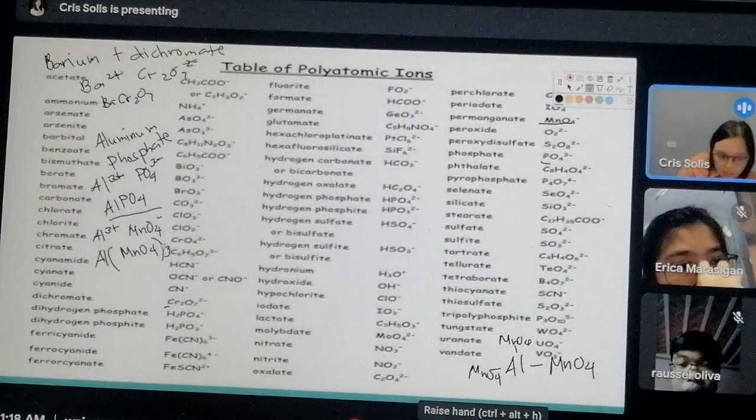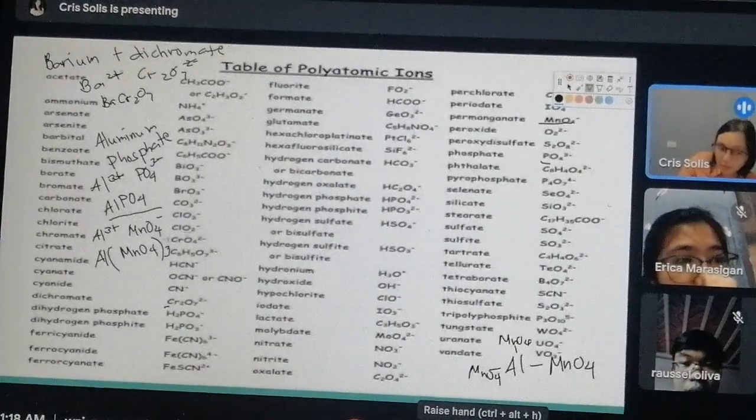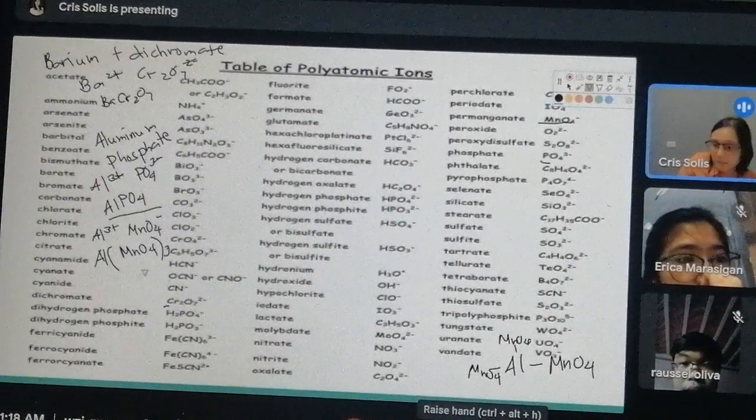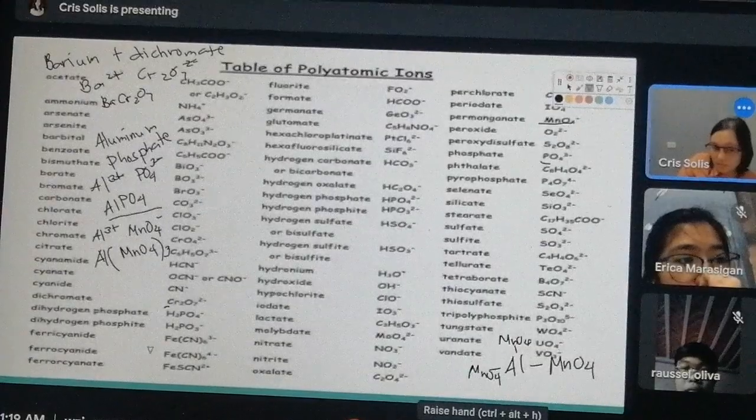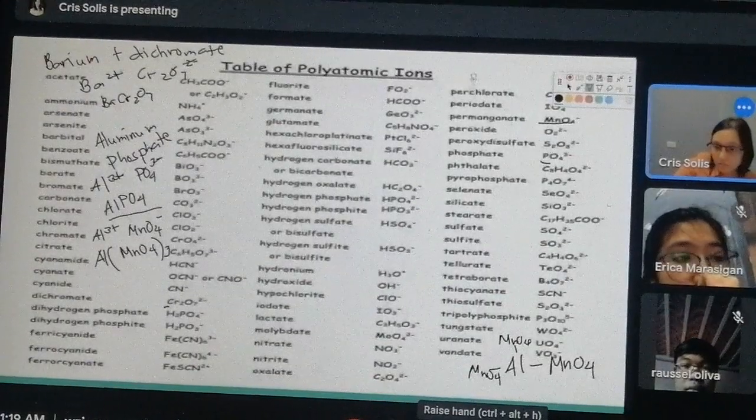Kasi itong lahat ng to ay isang compound. That's your polyatomic ion. Magkakasama sila. Nagets po? Kaya?